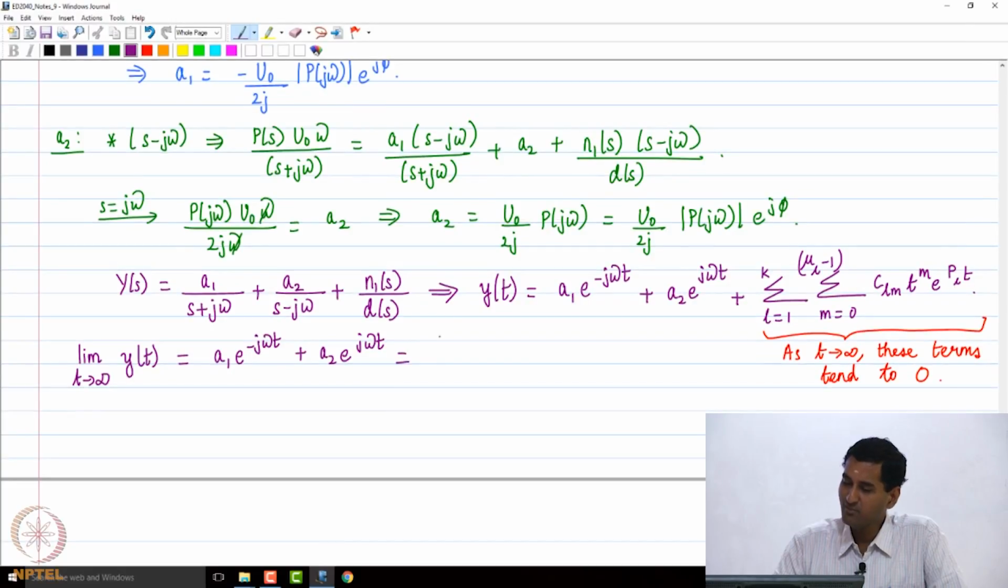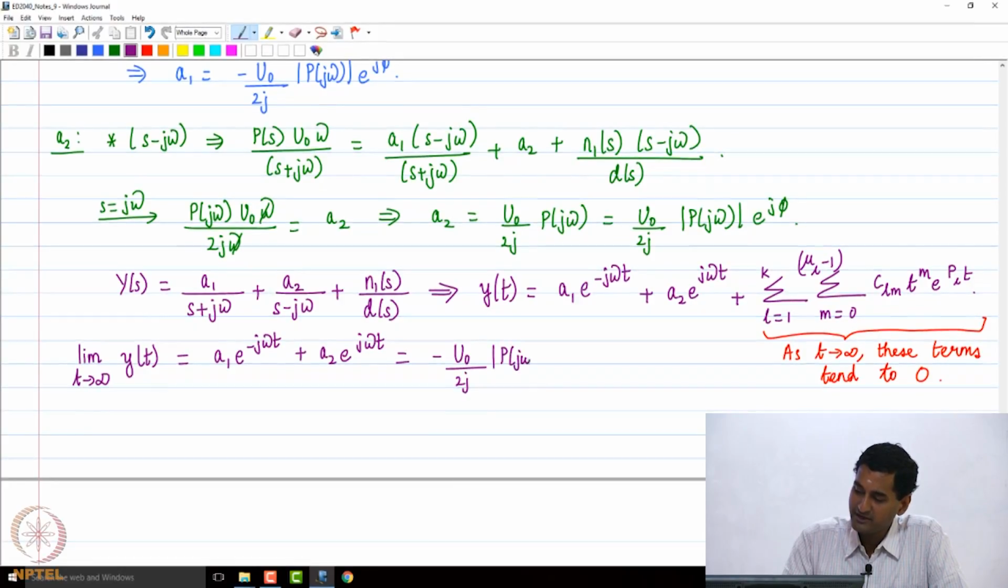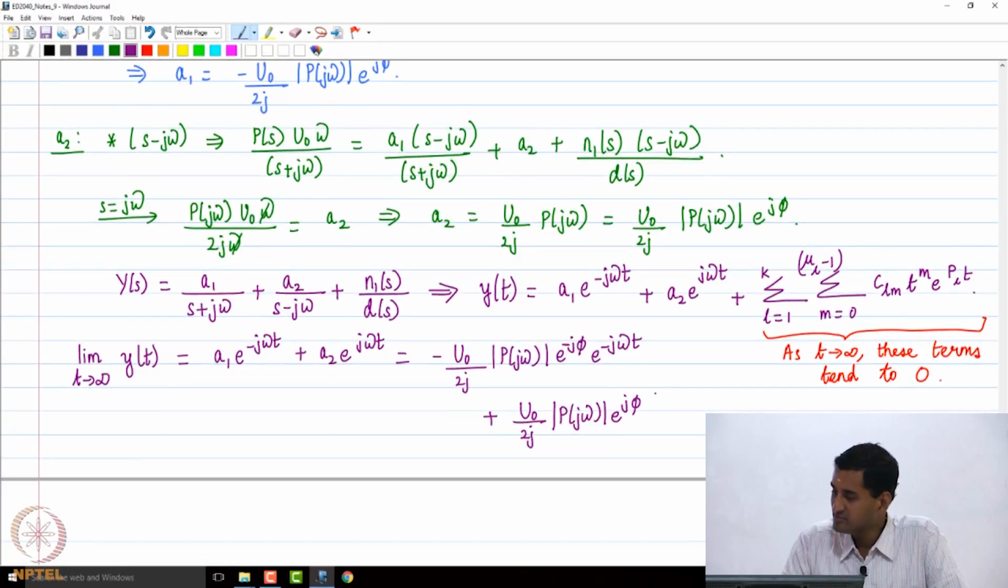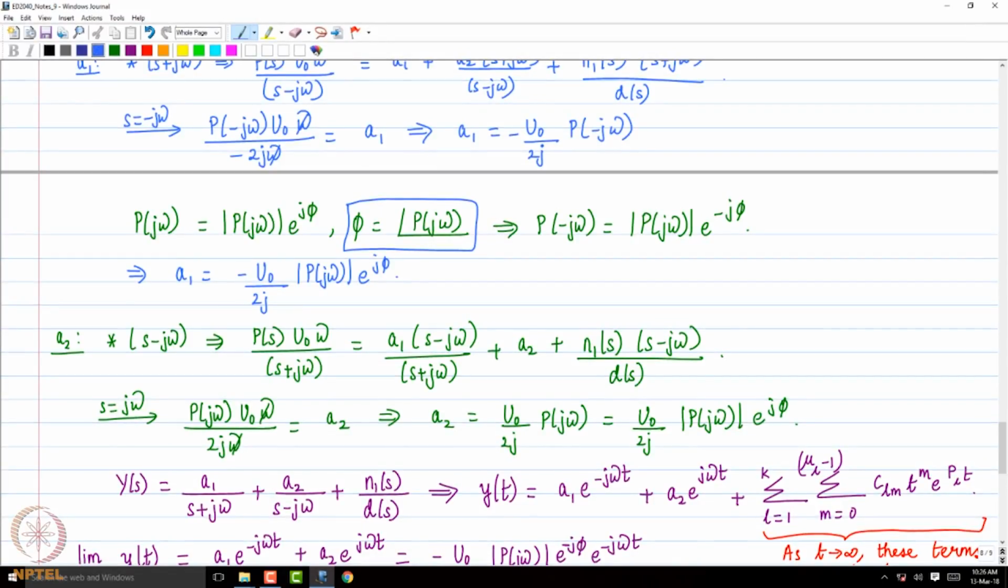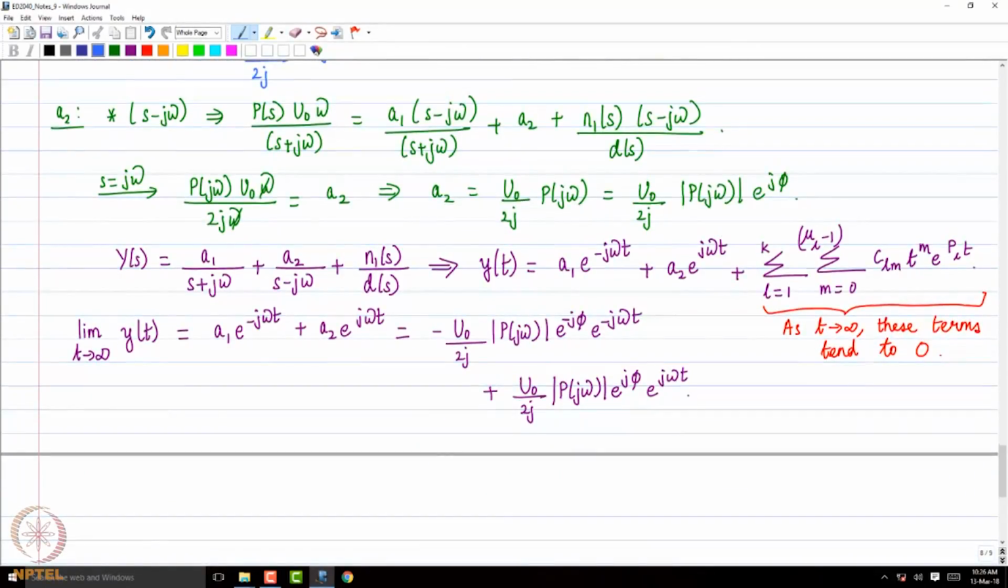So now let's substitute for a1. a1 is going to be minus u naught divided by 2j, magnitude of P(j omega), e^(j phi), multiplied by e^(-j omega t), and plus a2, which is u naught divided by 2j, magnitude of P(j omega), e^(-j phi), multiplied by e^(j omega t). I think I made another small error here. This should have been e^(-j phi). Sorry, please go and correct the expression for a1. That should be minus u naught divided by 2j, magnitude of P(j omega), e^(-j phi). So that's what we will get.